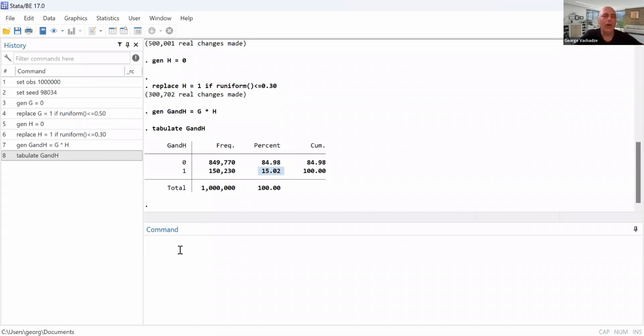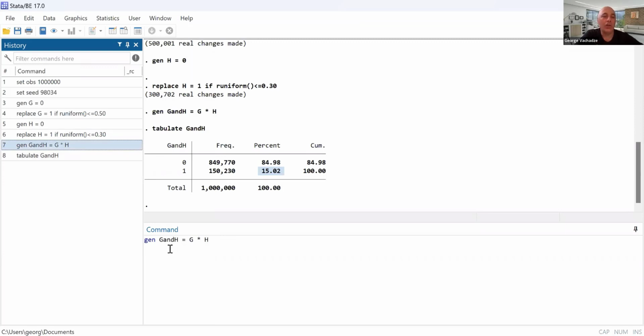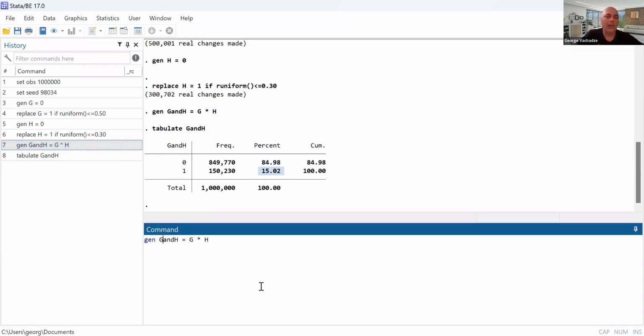Now I want to generate a random variable, G or H. So I will type G or H, and I will say it is what I want. Let's think for a second. I want either G to occur or H to occur, right? Which means what? If I say G plus H, then what are my possible values?